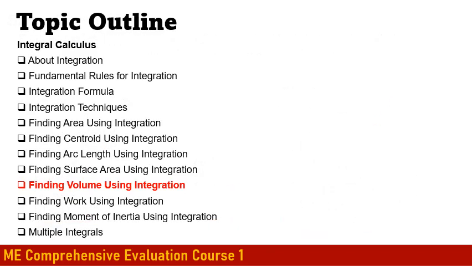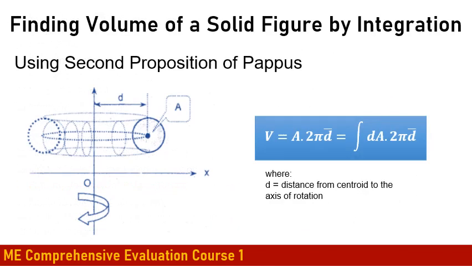Finding volume using integration. For the volume, we will use the second proposition of Pappus, that the volume is equal to the integral of the differential area multiplied by 2 pi d bar. The area is the area of the cross-section that we revolve, and d bar is the distance from the centroid to the axis of rotation.